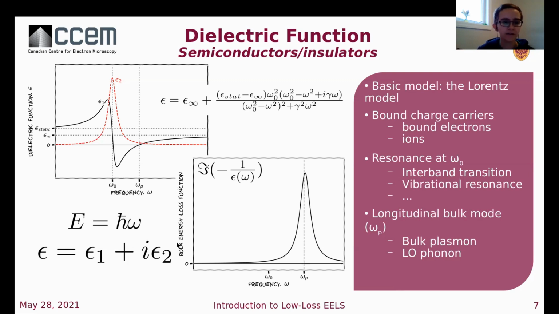In terms of the EELS signal, the bulk energy loss function is proportional to the imaginary component of -1 over epsilon. And we can see the bulk plasmon peak coming out in our EELS spectrum. Now, remembering that this is not sensitive to surface modes, so we will not see surface modes in this simple equation here.